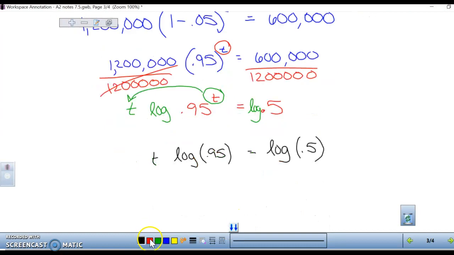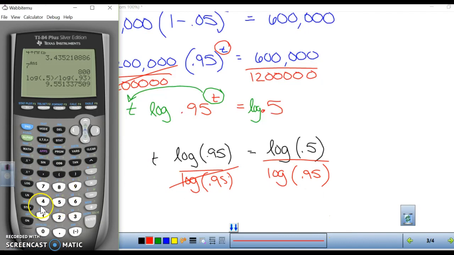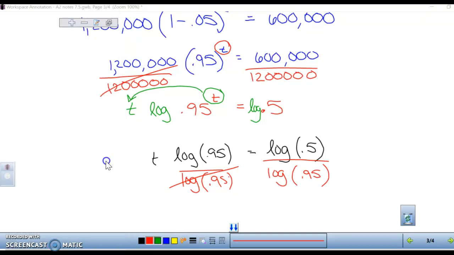Now to solve for t, you're going to divide by log 0.95 on both sides. And we need to plug that into our calculator to solve for the new time. So instead of 0.93, we're going to plug in 0.95 and see how many years that would be. So it's about 13.51 years to log half of the trees if they went at 5%.